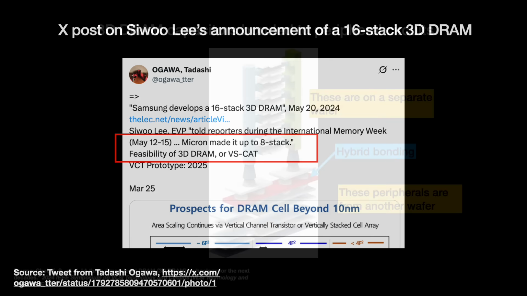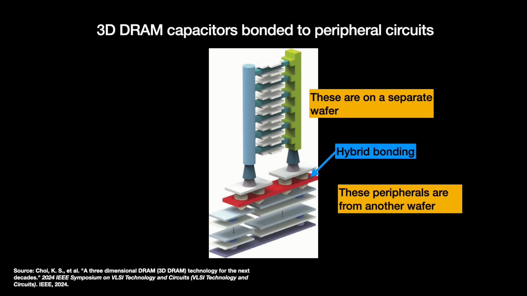The ELEC reports that VSCAT would use wafer bonding in some form to bond the memory cell wafers to the wafer with the peripheral CMOS support circuits. Apparently, the two are difficult to produce together on the same wafer. So far as I can tell, Samsung would later rebrand VSCAT to Vertically Stacked DRAM or VSDRAM. I think this new name, at least, makes a bit more sense than the old one.